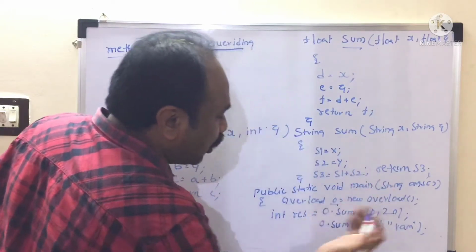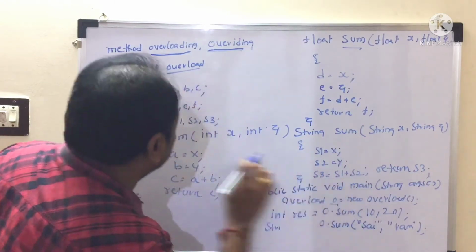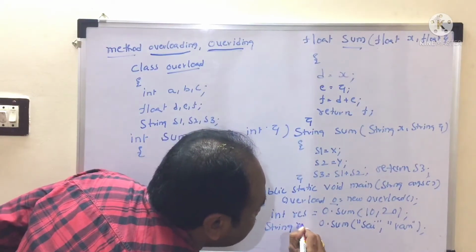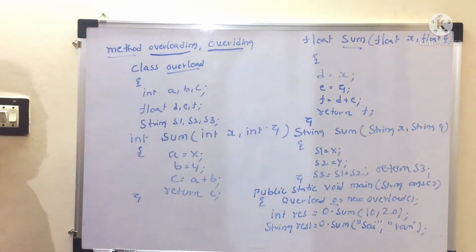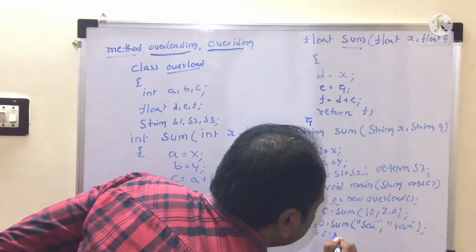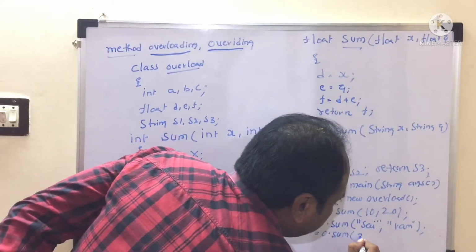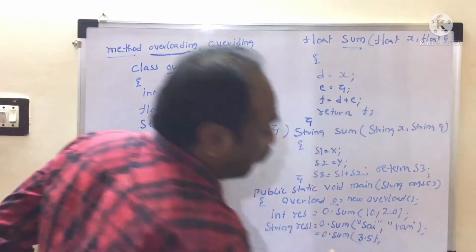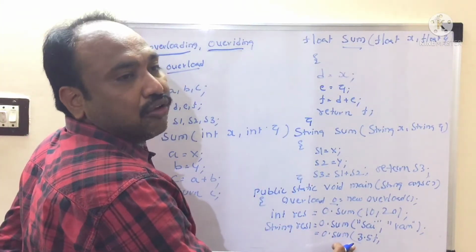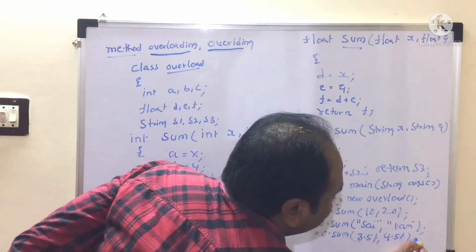So please return the value. To store that value, which type am I using? String, because s1, s2, s3 are strings. So it is returning a string. To hold that, res1 equal to o.sum. Next we have to call this sum. Again, o.sum of how many values? Two float values. 3.5. We have to use F, because in Java by default, decimal values are treated as double values.